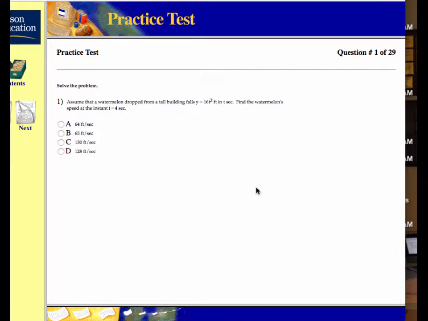Okay, so problem number 1 says, assume that a watermelon dropped from a tall building falls y equals 16t squared feet in t seconds. And then it says, find the watermelon's speed at the instant t equals 4. Now what they're really saying is, what is the slope when t equals 4?